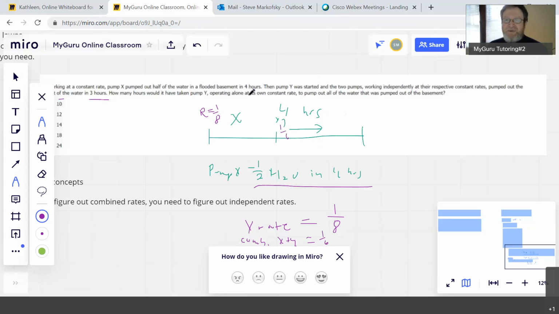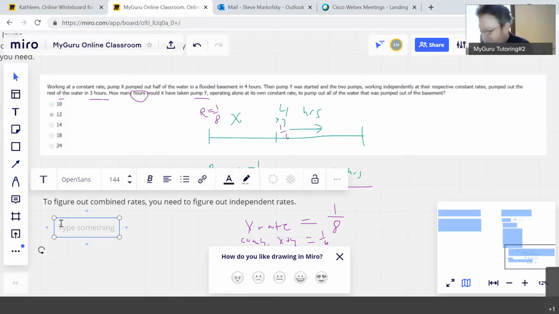Now keep in mind, you want to be very careful to make sure that you're answering the correct question, right? So they're looking for how many hours? They're looking for the time. They're looking for pump Y. So you want to make sure that you are not solving for rate, for example, right? So let's jot that down here. So we proceed carefully.